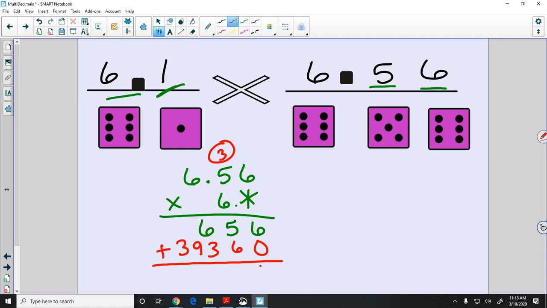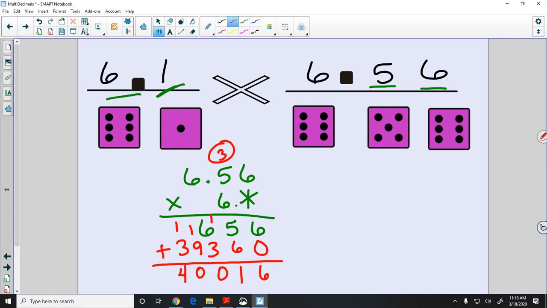Alright, and now we can add it up. 6 plus 0 is 6. 5 plus 6 is 11. Carry the 1. 6 plus 3 is 9, plus 1 is 10. Carry the 1. 9 plus 1 is 10. Drop down your 0, carry your 1. 1 plus 3 is 4.